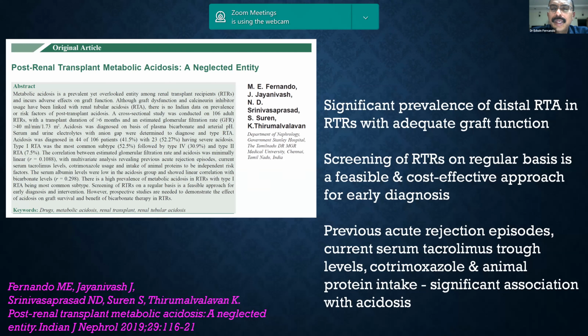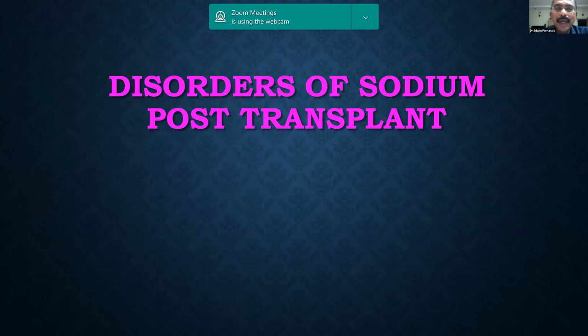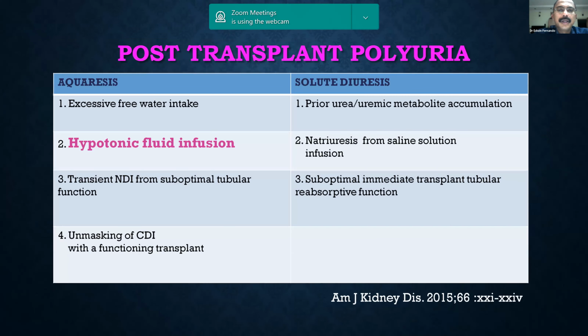And screening for these on a regular basis is a feasible and cost-effective approach for early diagnosis. So the significant associations that we found in our study were previous acute rejection episodes, current serum tacrolimus trough levels, cotrimoxazole intake, and animal protein intake, which were associated with acidosis. So with this, I move to sodium post-transplant.